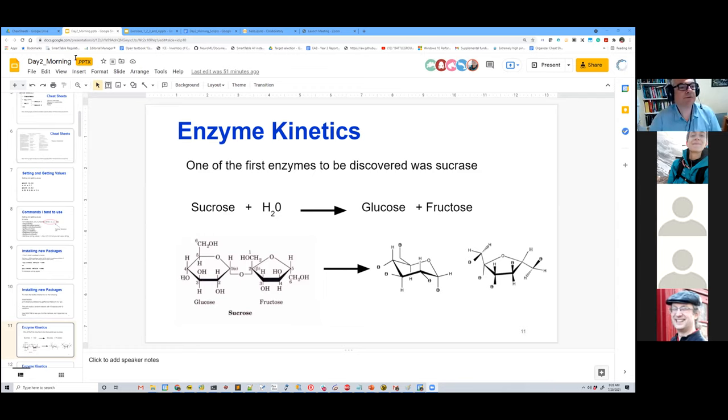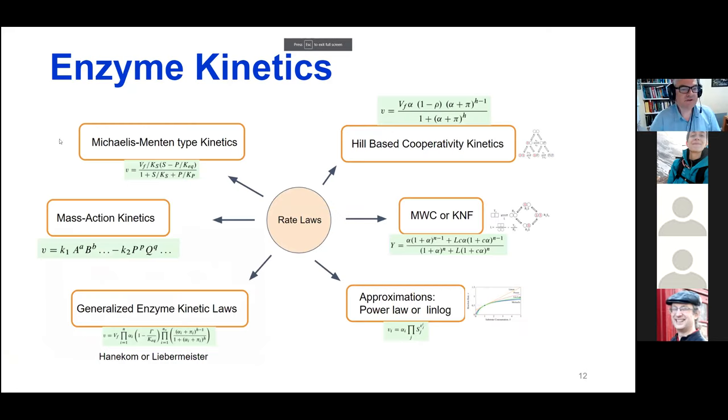So let me go to view. Okay, I've got this diagram here, which I'll be bringing up every now and then. It categorizes the various kinds of rate laws that exist. The one you're mostly familiar with from today and yesterday is mass action kinetics. That's the simplest. Those of you who've done a little bit of biochemistry will probably recognize Michaelis-Menten kinetics. This is basic enzyme kinetics. Some of you may have come across Hill-based cooperative kinetics, or the Hill equation, which gives you sigmoidal, S-shaped plots. There are more sophisticated versions of those: the MWC and KNF models. These are the Monod-Wyman-Changeux model and the Koshland model.